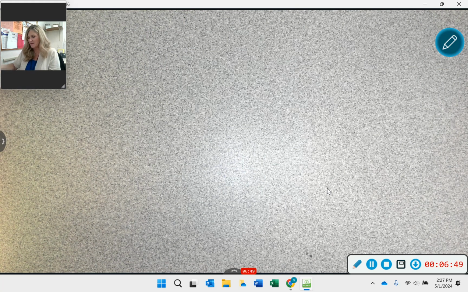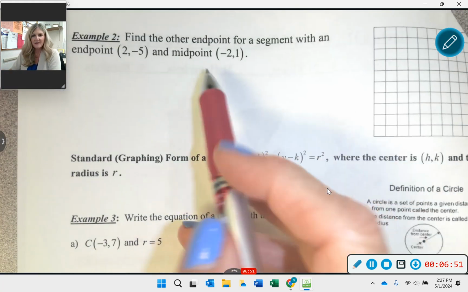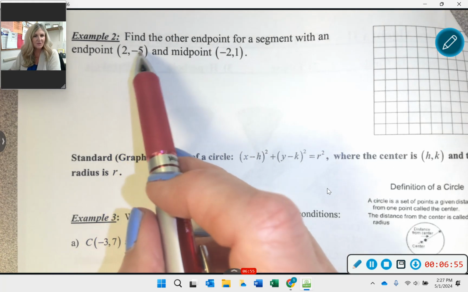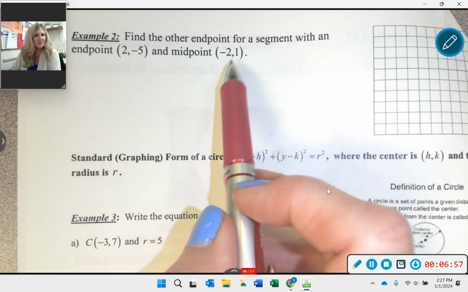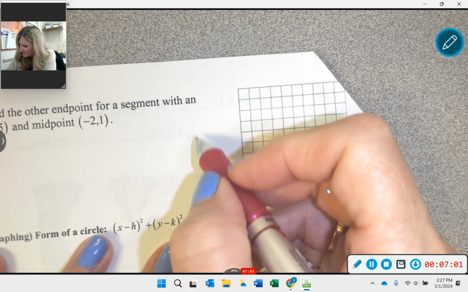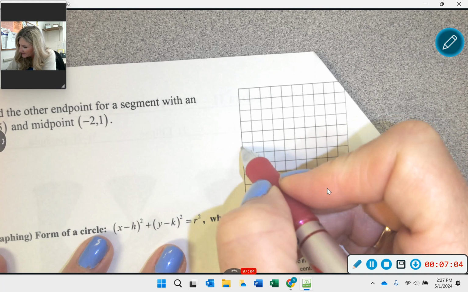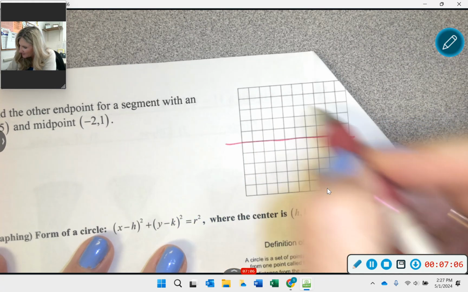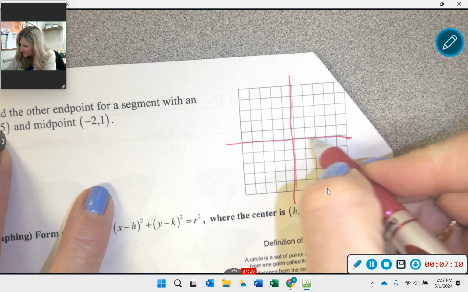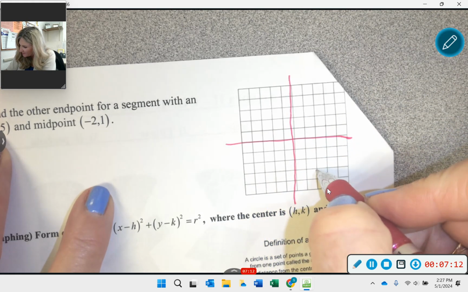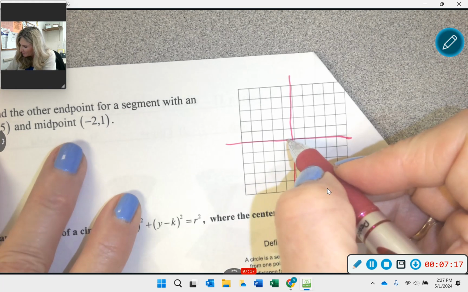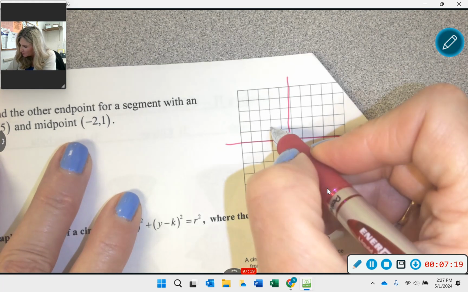All right, next. What about if we're given a segment, we're told that one of the endpoints is at 2, -5, and then they tell us what the midpoint is. All right, this is a little tougher. Let's see. I think I can get this if I just go by ones even. So they're telling me the endpoint is 2, -5, and the midpoint is at -2, 1.